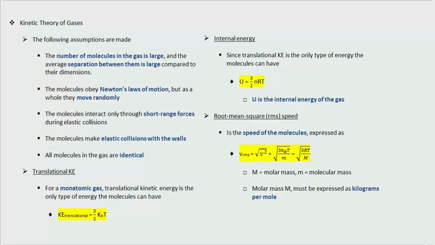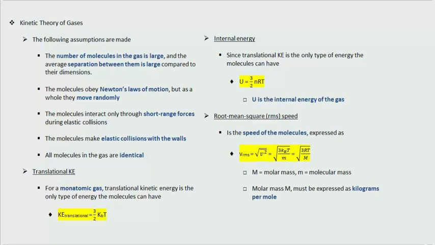If we look at the energy of motion of a gas, we see that for a monatomic gas, translational kinetic energy is the only type of energy the molecule can have. So we see that translational kinetic energy is equal to 3/2 k_B T, Boltzmann's constant multiplied by our temperature. Since translational kinetic energy is the only type of energy the molecules can have, we can find the internal energy, which is given as 3/2 nRT.